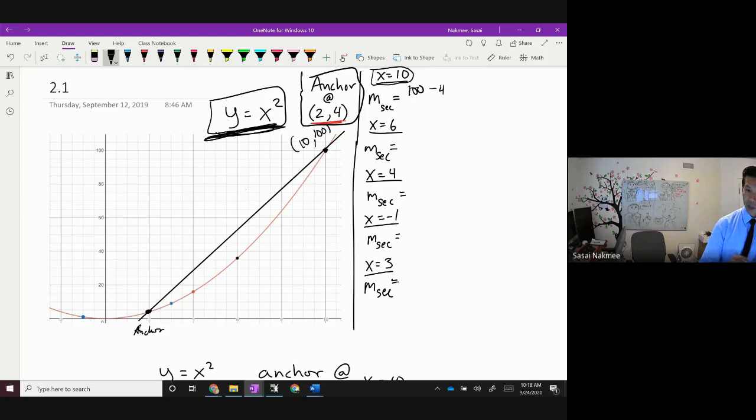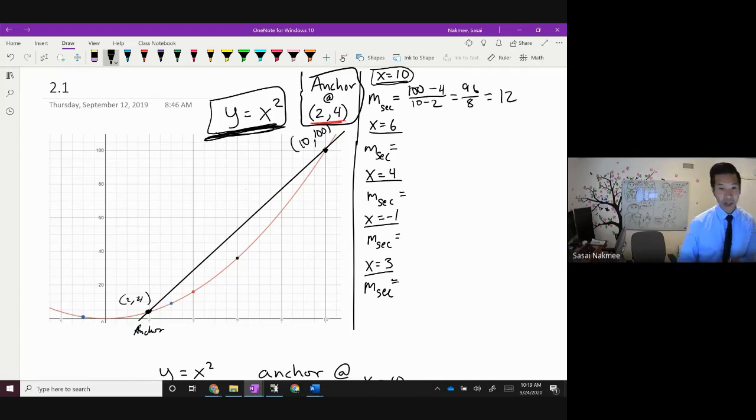Are you guys okay with why it's 4? Because my anchor point is down here at (2, 4). So it's going to be (100 minus 4) divided by (10 minus 2). So I calculate this out. I end up with 96 over 8, which simplifies out to 12.